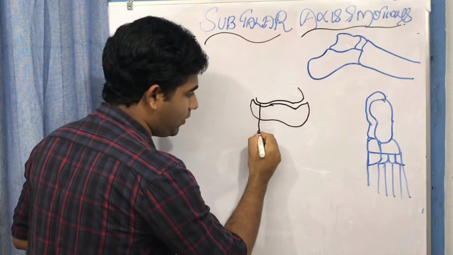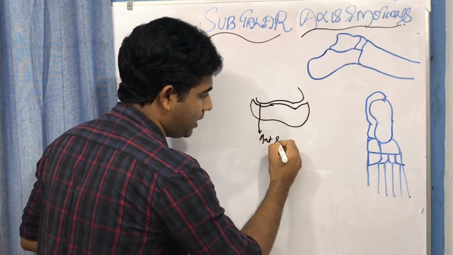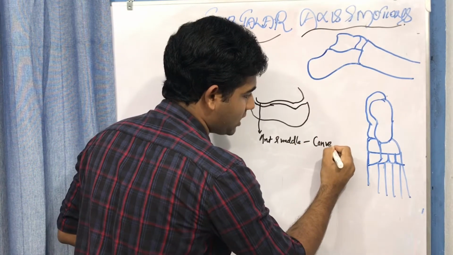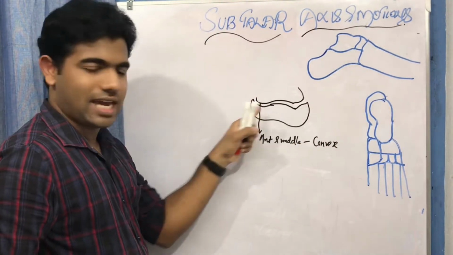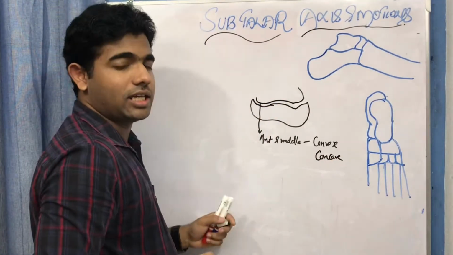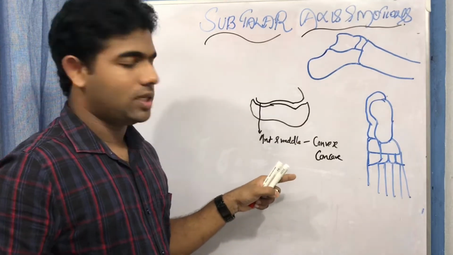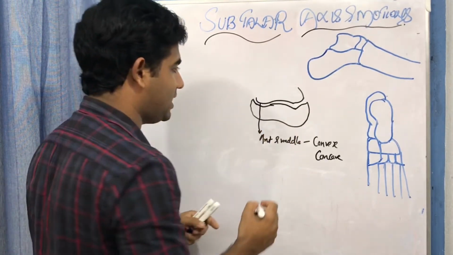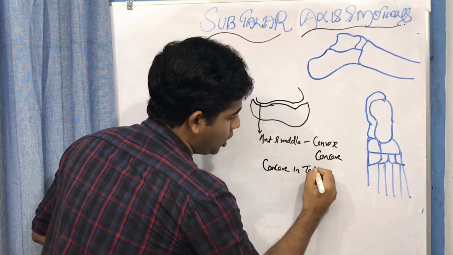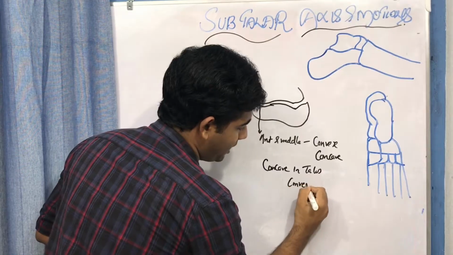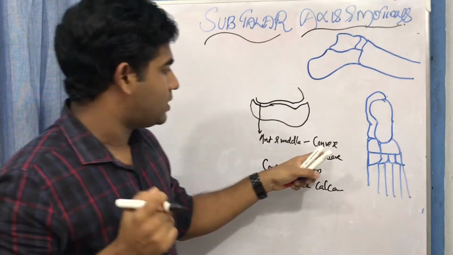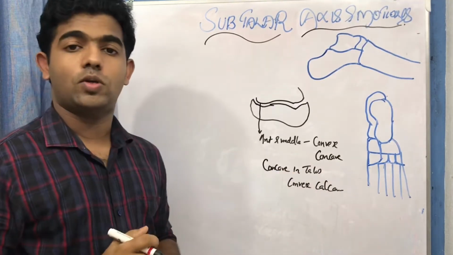If we look closely, we see that the anterior and middle articulations are convex in the talus and concave in the calcaneum. So that is a convex-concave. Whereas if we look at the posterior, we see that it is concave in the talus and convex in the calcaneum. See the difference? This becomes a convex-concave and a concave-convex.